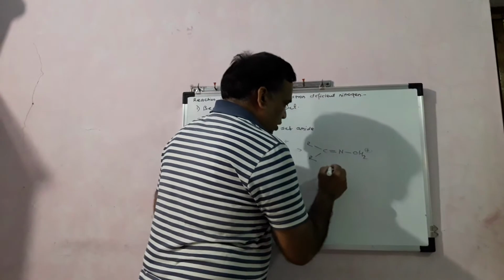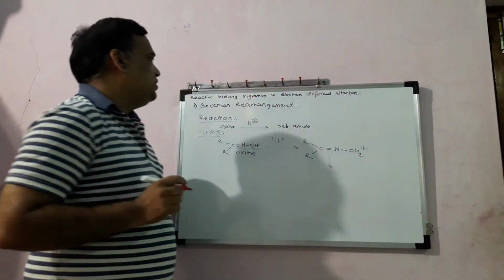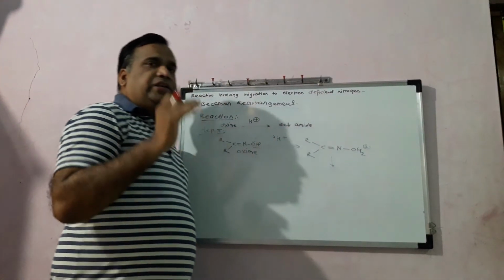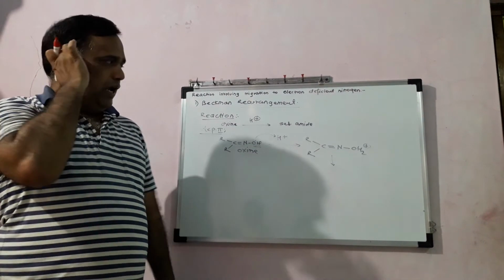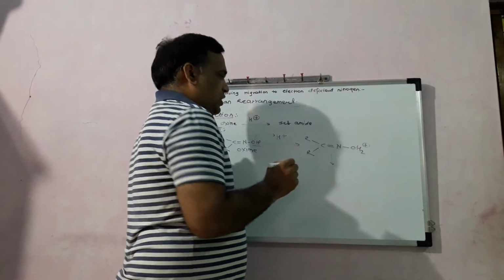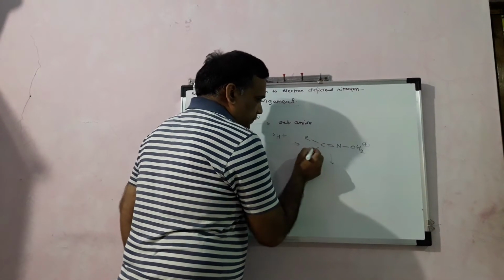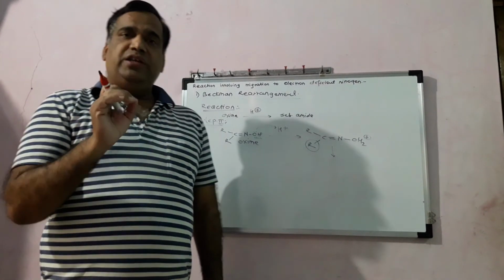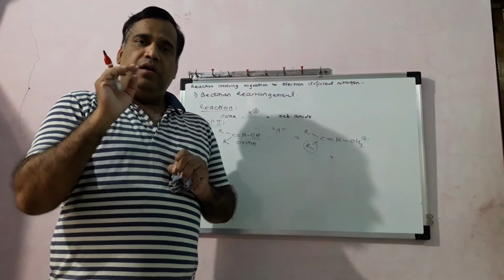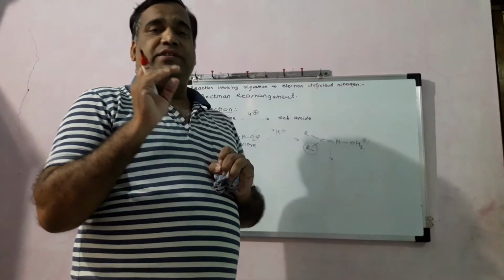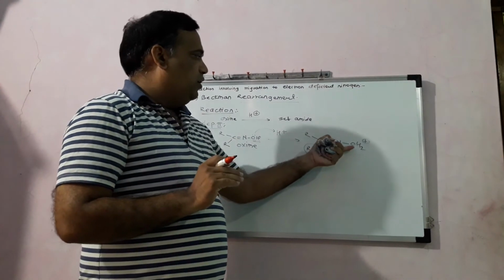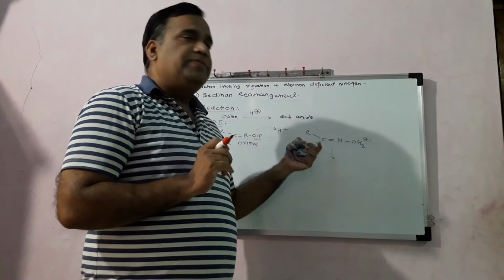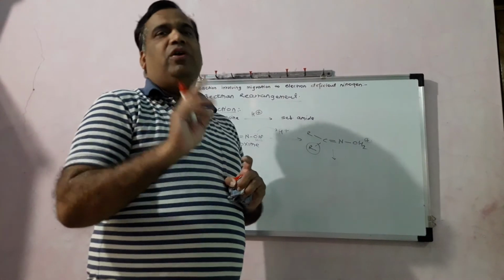So there is a certain rearrangement, and our topic name is also there. It is the Beckmann rearrangement. The rearrangement indicates the migration of one group from one place to another. This Beckmann rearrangement is a stereospecific rearrangement in which generally the group which is anti to the NOH is always migrated. That means the group anti to the OH group is always migrated from carbon to nitrogen. That we have to remember.